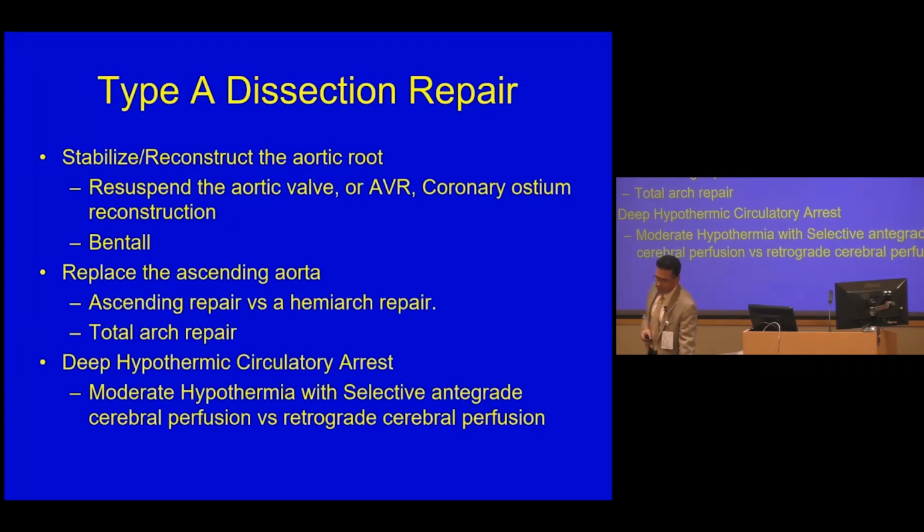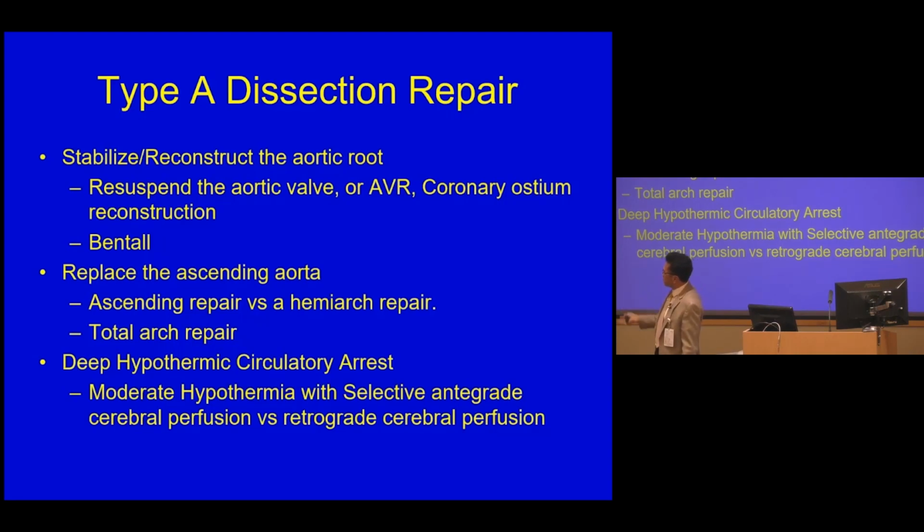So the construct of the surgical repair is basically you want to stabilize the aortic root. You do this by resuspending the aortic valve or replacing it. If the dissection involves a coronary ostium, you have to somehow piece it together, or basically perform a Bentall operation, and I'll go into a little bit of detail on that. You replace the ascending aorta. Traditionally, in the old days, we just repaired that ascending part, doing whatever was possible to get the patient off the table.